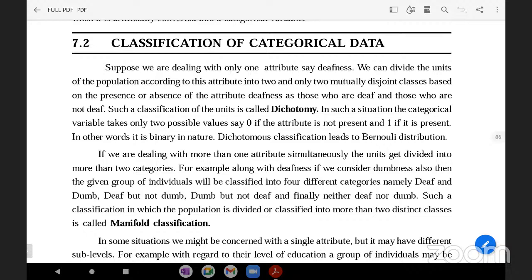In dichotomy, the categorical variable takes only 2 possible values: 0 if the attribute is not present, and 1 if it is present. If I consider educated, educated people will be 1 and uneducated will take 0. From a solution point of view, if it is accepted it will take 1, and if it is rejected it will take 0.